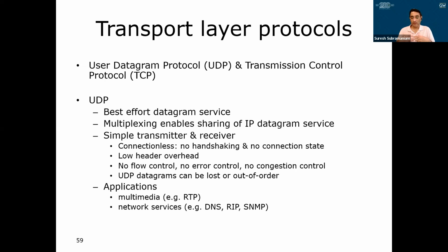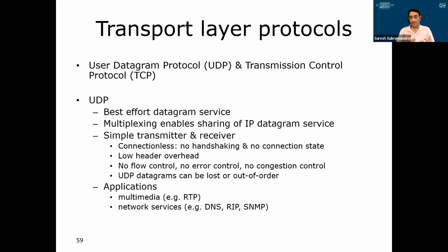After it comes to the host, the information has to be sent to the appropriate application. Okay. How does that happen? Well, TCP or the transport layer protocol ensures that the data is delivered to the correct application. So that's one of the main roles of the transport layer protocol.